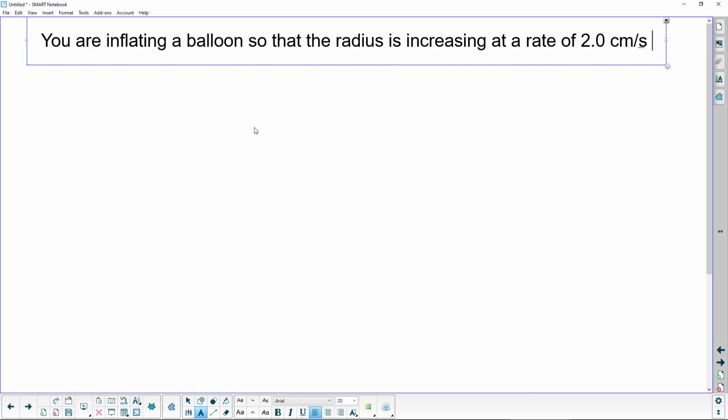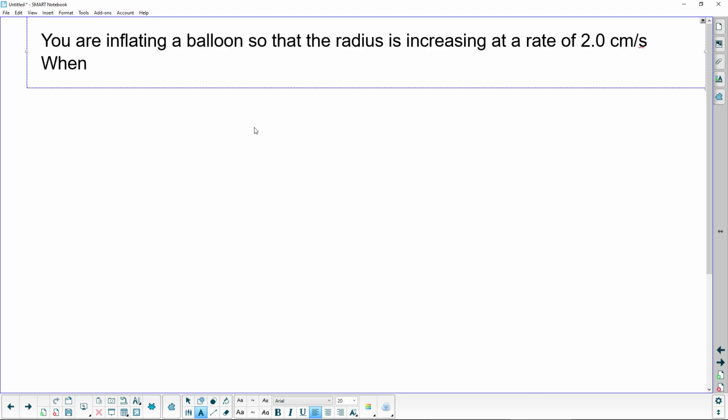And this is important. We have to state at what point the radius is. When the balloon has a radius of, let's say, I don't know, 4 centimeters. Period. Find.